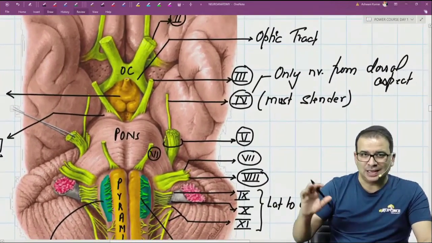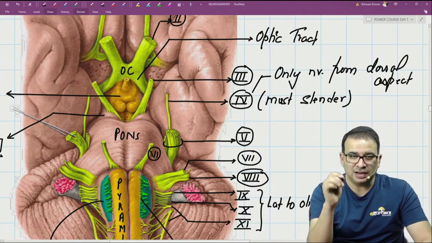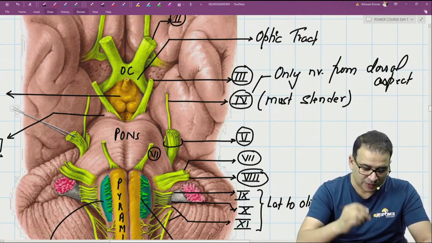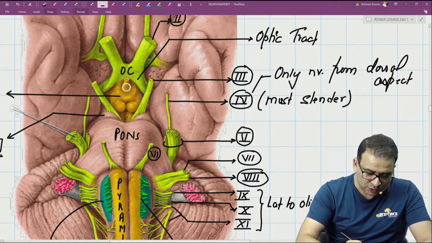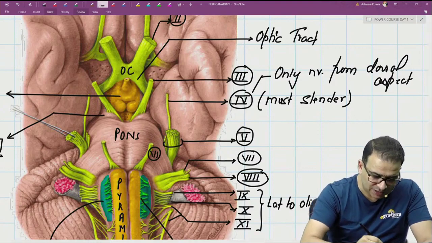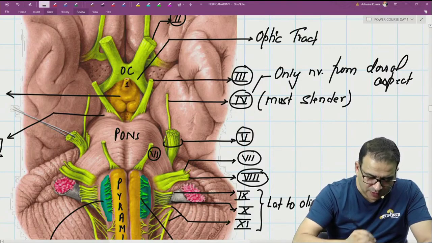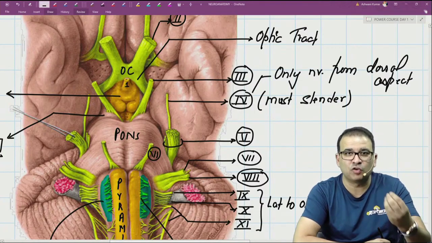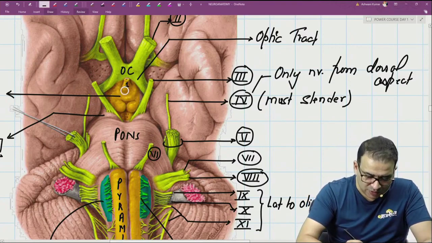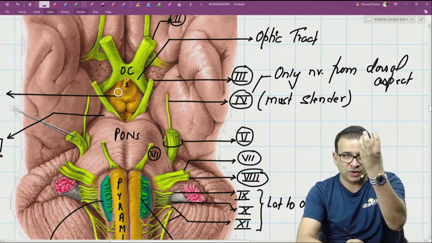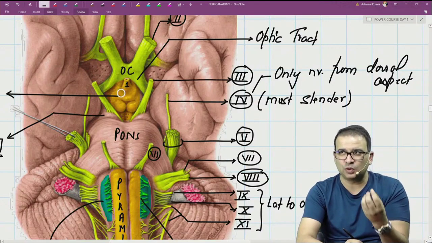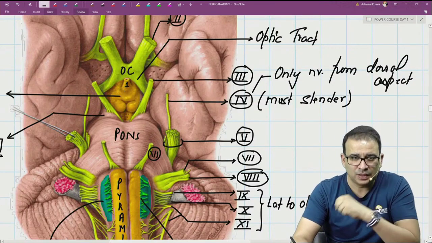Now what else you will see in the interpeduncular fossa, because this will be really helpful in the later part of this discussion. If you look at this interpeduncular fossa, guys, there are some contents inside. Let me give them numbers so that we can write them separately. One content of the interpeduncular fossa, number 1, is the infundibulum of the pituitary. That's the stalk of the pituitary, which is coming from this elevation, and this elevation is called the tuber cinereum.